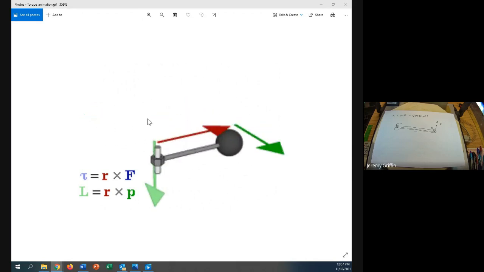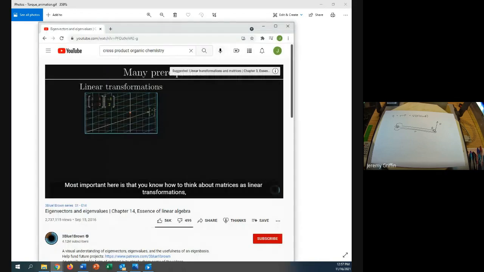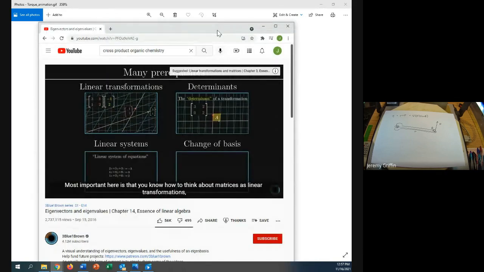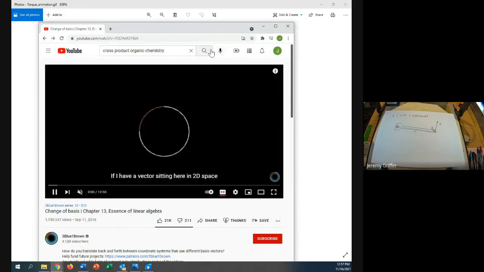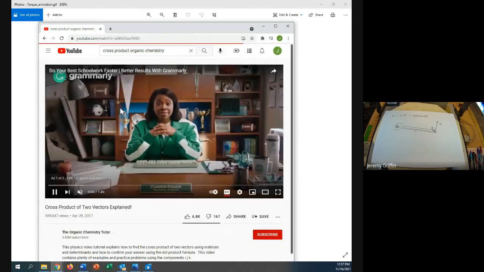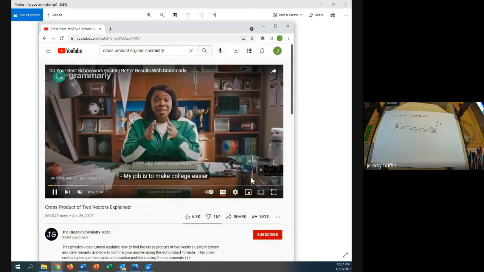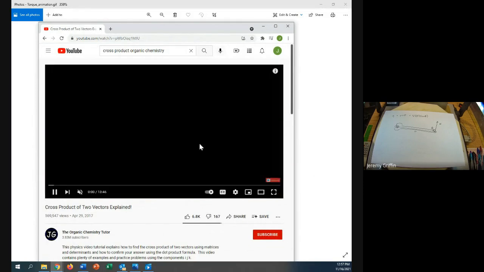Now, why is this really, really useful? Right, you guys ready to expand your minds into something really tricky? Right. What's going on here? That's not what I want. Here, I want this one. Cross product organic chemistry. There we go. Okay, yeah.